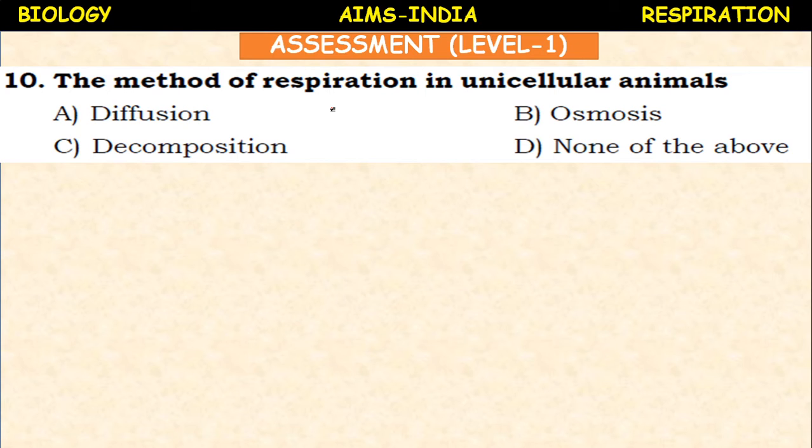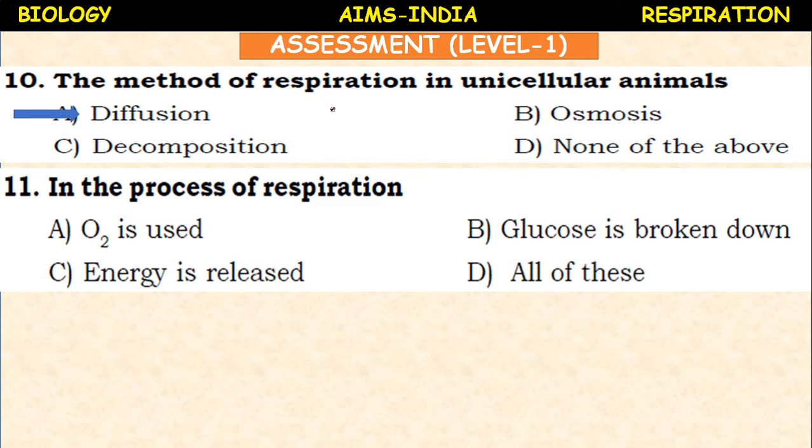The method of respiration in unicellular animal: diffusion, osmosis, decomposition, none of the above. It is diffusion, a physical process by which exchange of gases takes place in unicellular animals. Example: amoeba, paramecium, euglena. Even in the bacteria also.